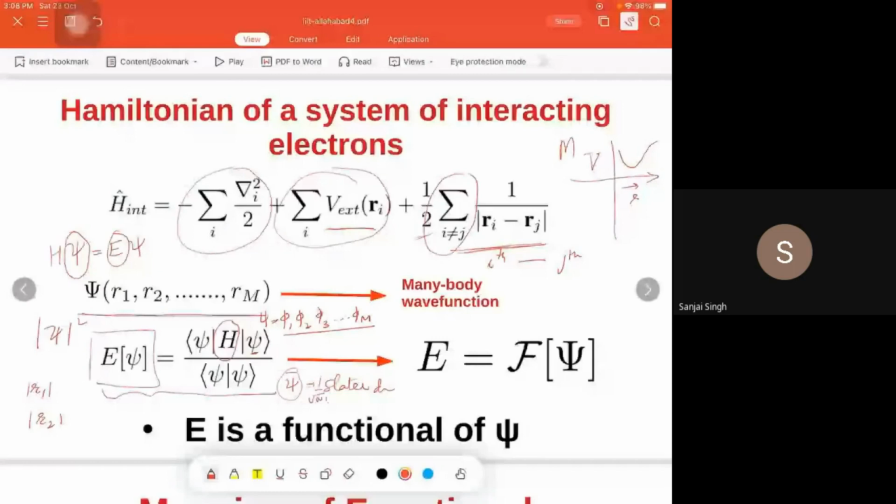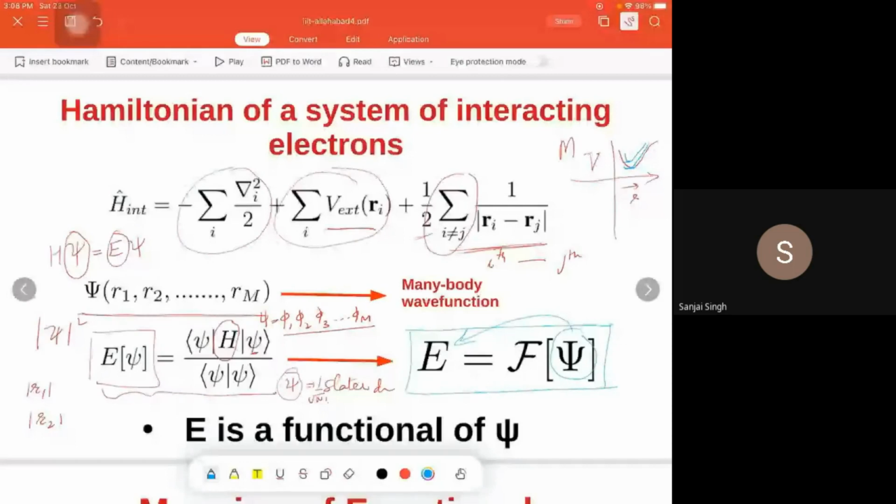Your potential energy curve. So if you go with Hartree, you are able to reach somewhere here. If you go with Hartree-Fock, you are able to reach somewhere much below. So the point essentially I want to make is this: based on your wave function, you are able to get the energy value. By that I mean the energy is a functional of psi.